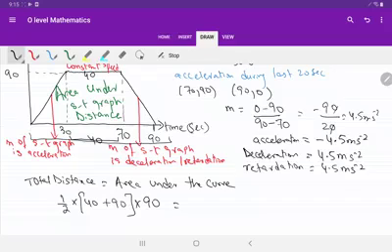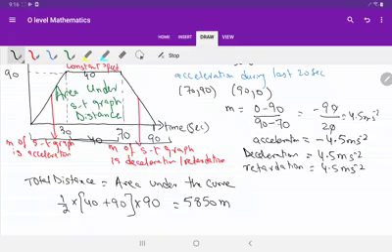which is 5850 meters. Half into 40 plus 90, that is 130, into 90 is 5850.